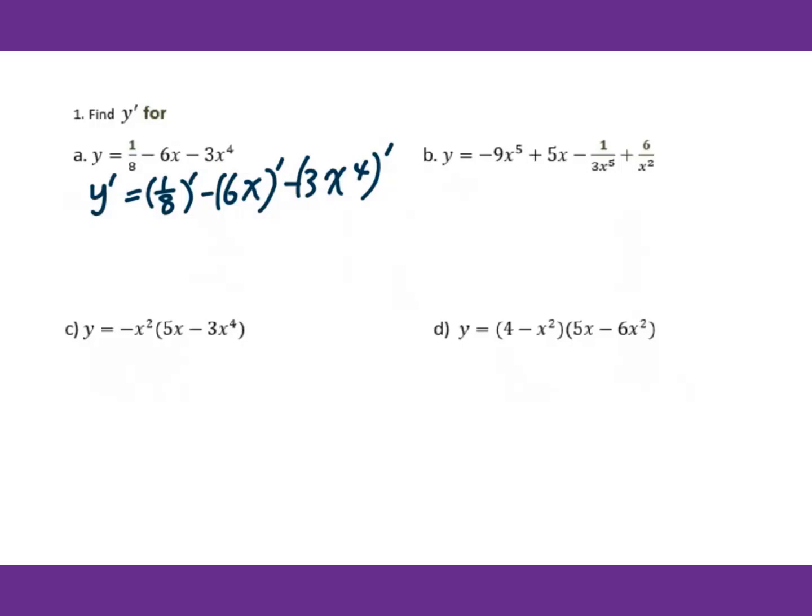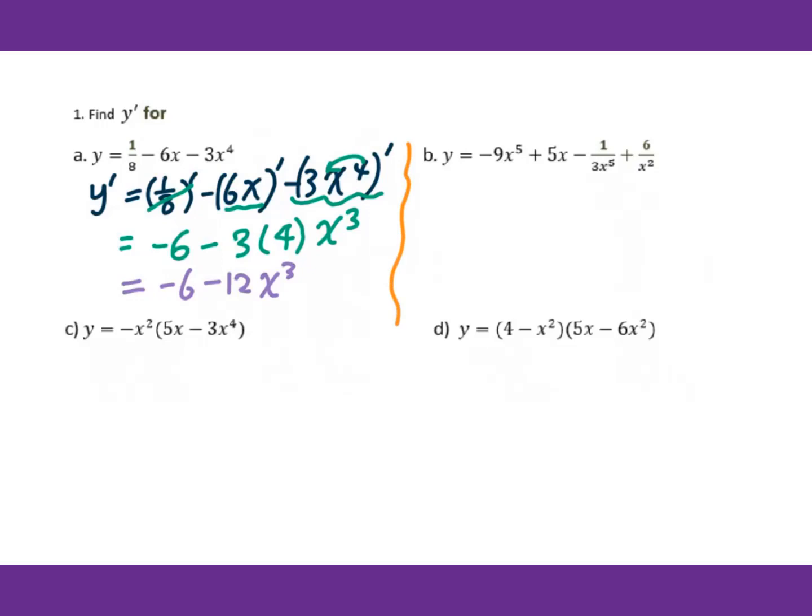Remember the rule, drop down, minus 1. The constant number is 0. For the linear function, the derivative will be the slope, so we get negative 6. For this one, minus, drop down, so 3 times 4, x to the third power. We get negative 6 minus 12x to the third power.